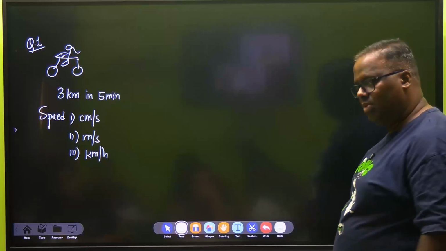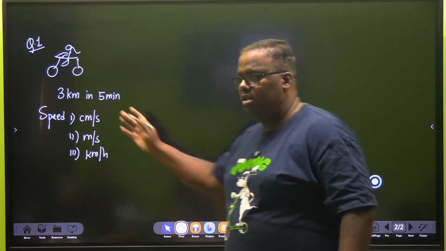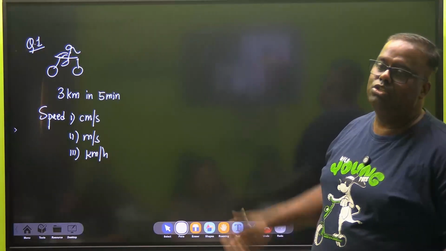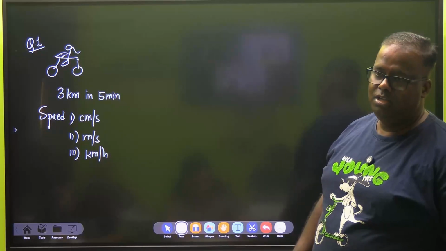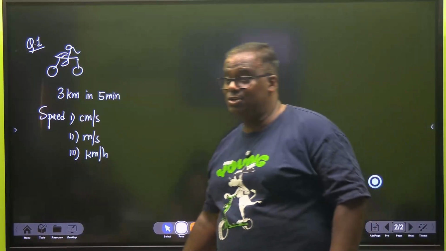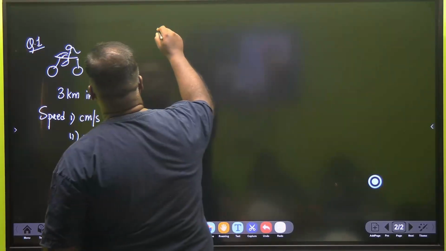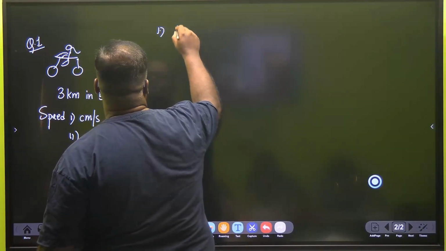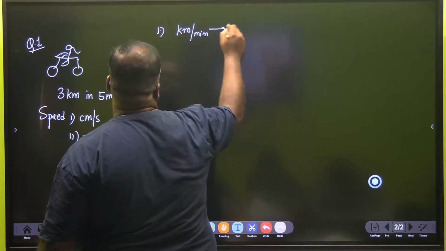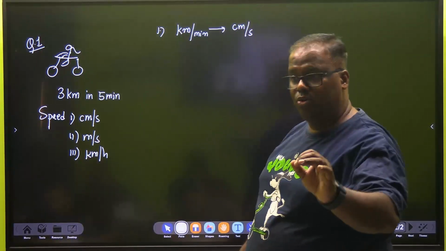Shall we? If you buy 1 meter of cloth to stitch a suit, how many centimeters did you buy? 100 centimeters. Yes or no? How many kilometers did you buy? 1 by 1000. So let's start. Number one, we have to convert kilometer per minute to centimeters per second. Very easy, as long as you know how to convert.